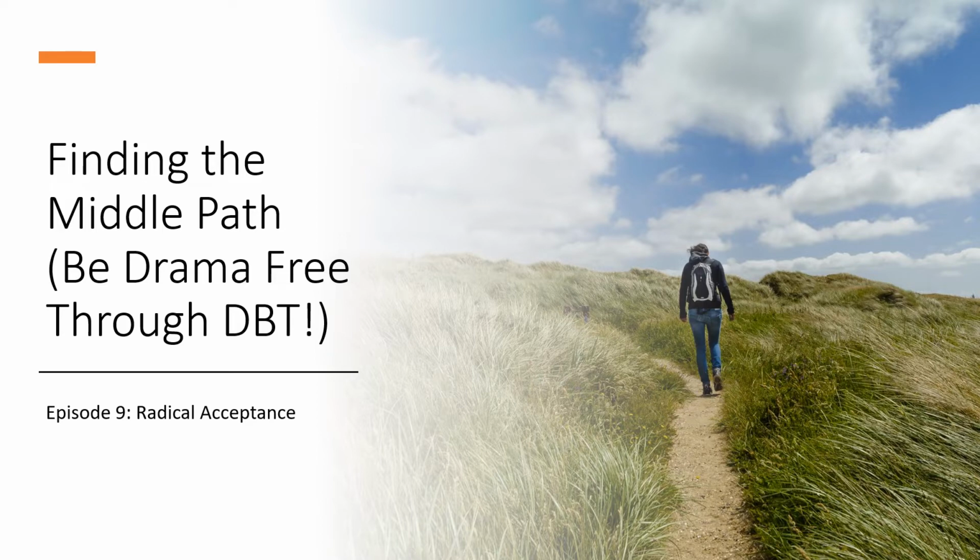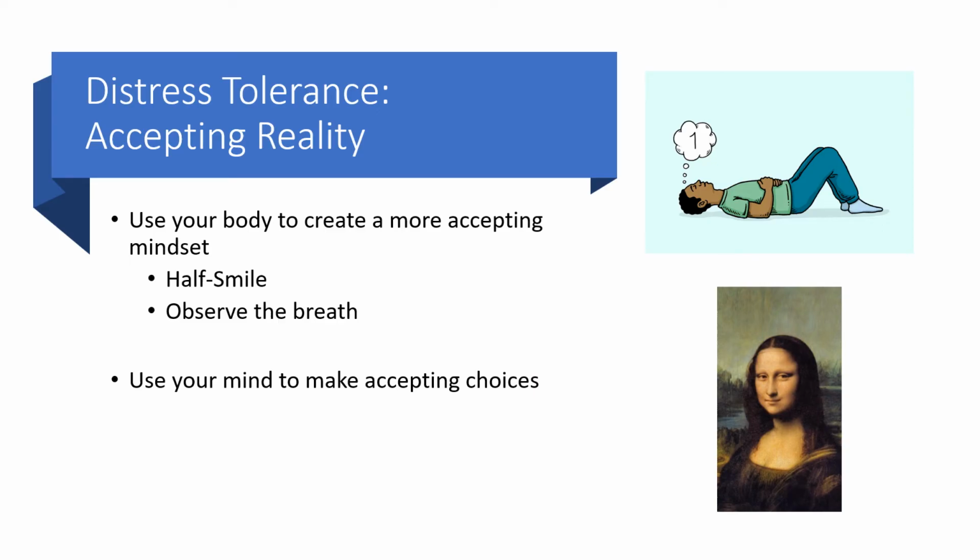This episode we're going to talk about radical acceptance and learning how to be accepting. So, accepting reality is part of the distress tolerance module. Before we even begin, there are two sort of ways to accept reality. One is using your body, and the other is using your mind to make accepting choices.